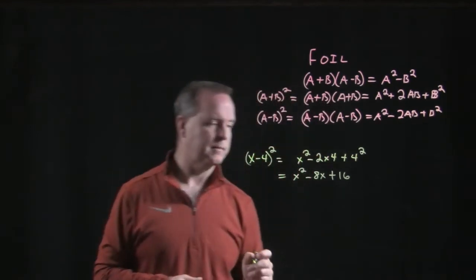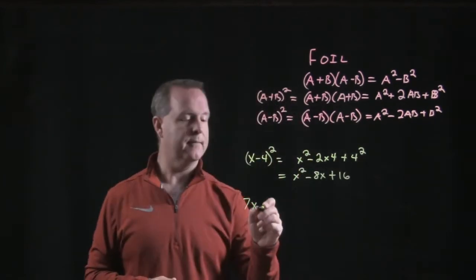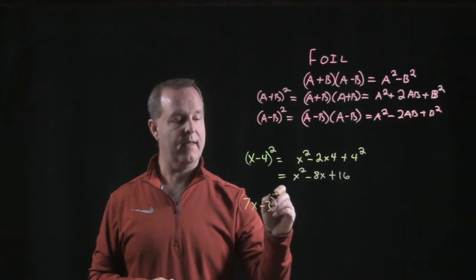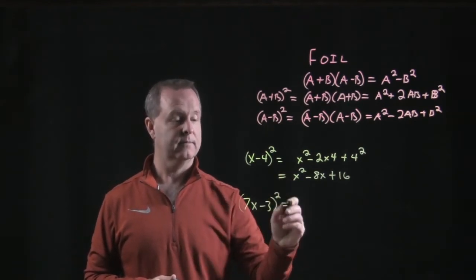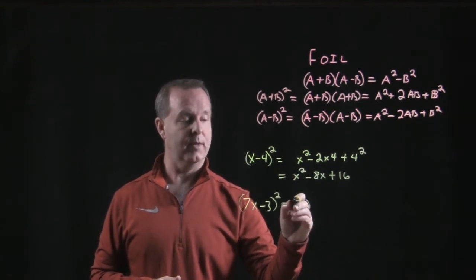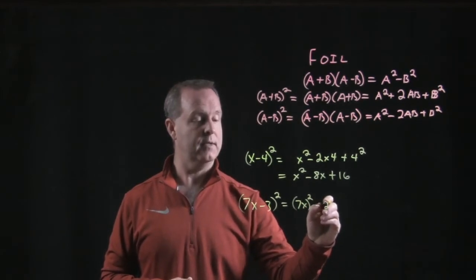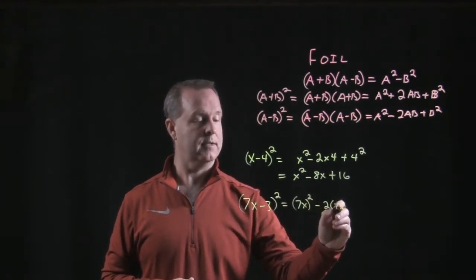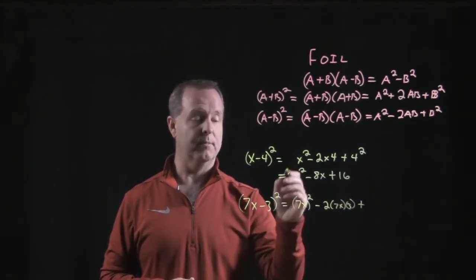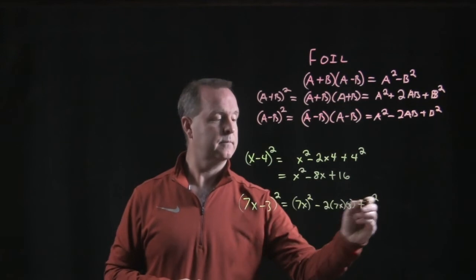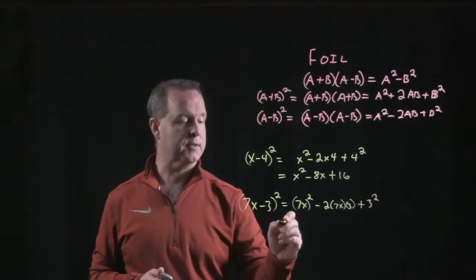One last example: 7x minus 3. Let's square that. First term squared, which is a 7x. I want to square that entire term. Be careful of that. Minus 2 times the first term times the last term, plus the last term squared. That's all there is to it. Now we just have a little bit of cleanup work to do.